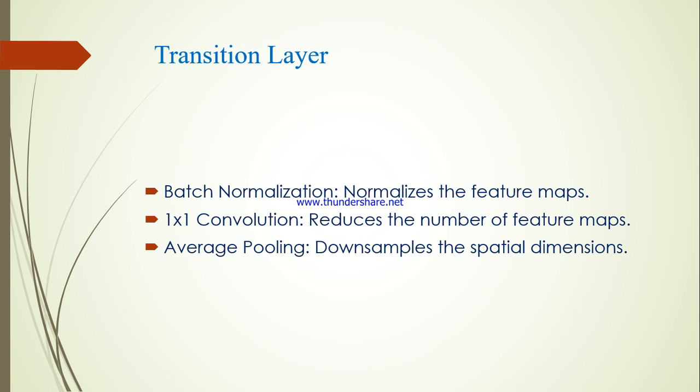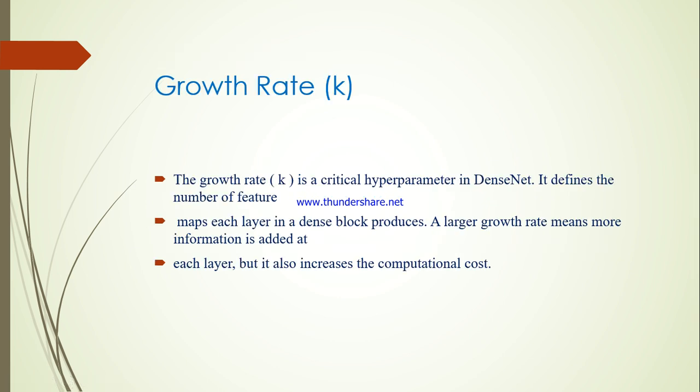At last, average pooling is very important because it downsamples the spatial dimensions and is helpful for the predicted output also. And growth rate is not only one of the hyperparameters in DenseNet. Moreover, it is helpful to say something about the number of feature maps, because each layer in the dense block produces a large growth rate. That means more information is added with each layer here.